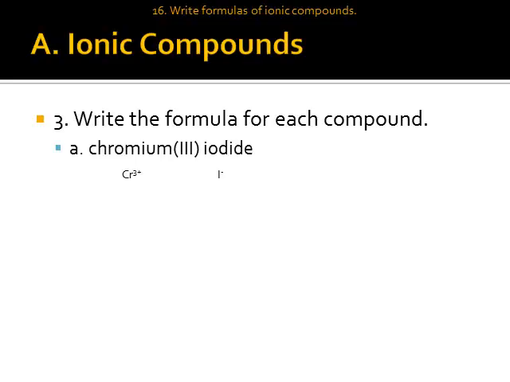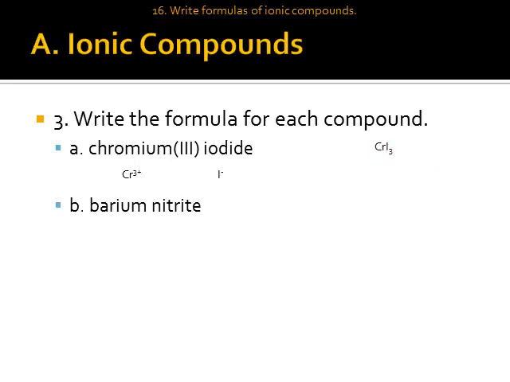So the formula here, notice if I have one of each of these ions, the charges will not balance because I have a 3 plus and a 1 minus. So I would need 3 iodide ions to cancel or balance with the chromium's 3 plus. So the formula here is CrI3.